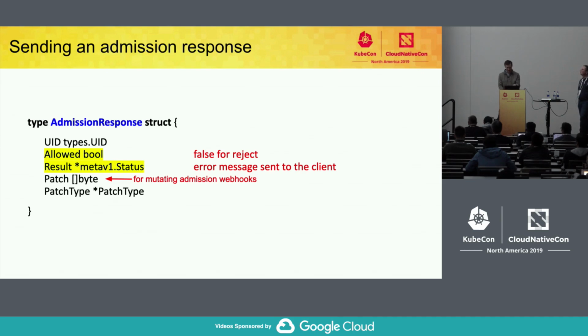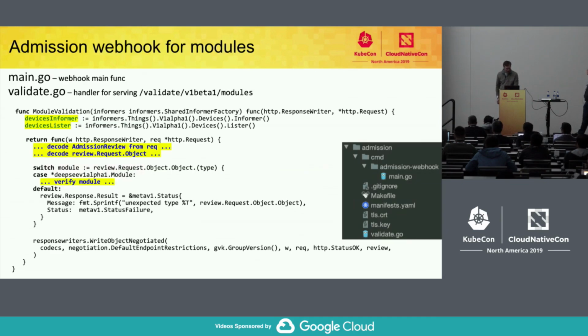Also, just in passing, now we're talking about validating webhooks. So this doesn't apply to us directly. But if you were to be building a mutating webhook, the patch is where you would send whatever change you want to make to the object. So since we see it here, I thought I would just mention it in passing.